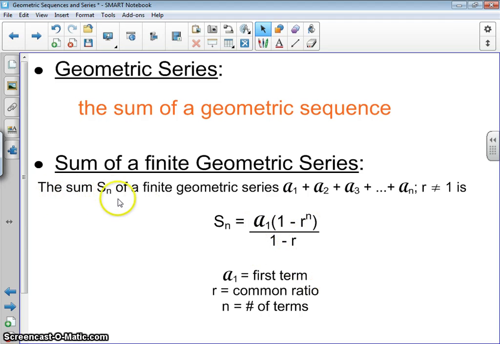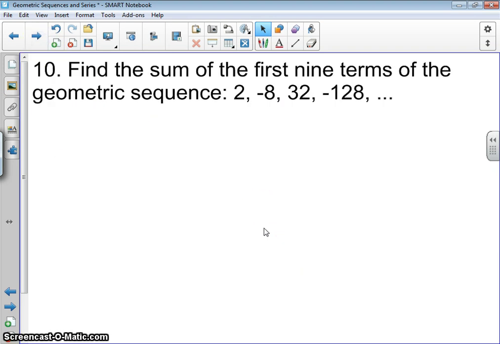So it says the sum Sn of a finite geometric series, a1 to however many terms an they're asking you for, where r is not equal to 1, is this. The reason r can't equal 1 is because your denominator would then be 0 and it would be undefined. So the sum of so many terms is going to equal a1, then in the top, 1 minus r to the n, and make sure it's just the r that's to the n, all over 1 minus r. a1 is your first term, r is your common ratio, n is the number of terms.